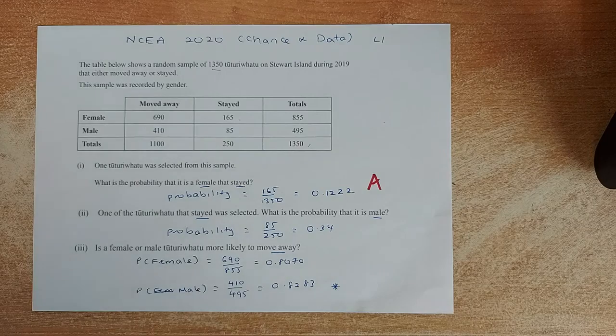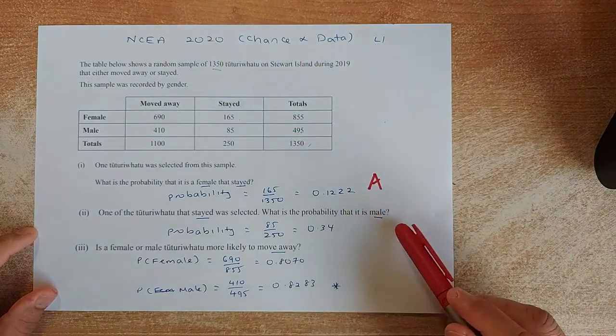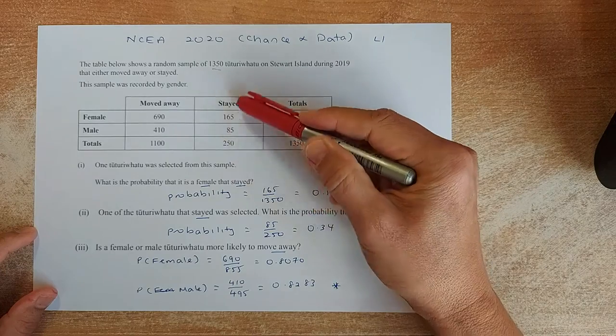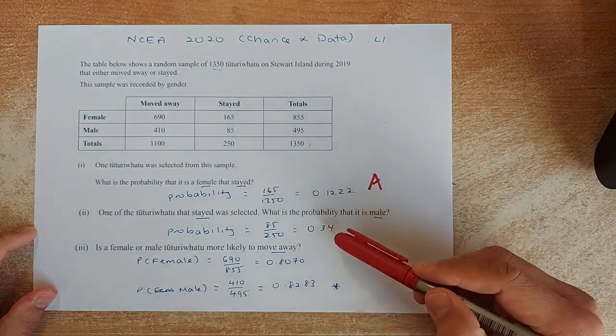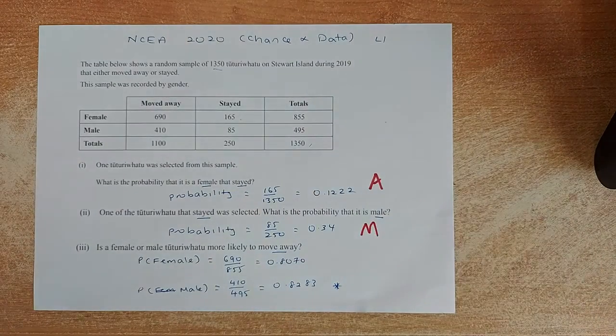Okay, next one. One of the birds that stayed was selected. So we are looking at those who stayed, only those who stayed. What is the probability that it is a male? So it's going to be 85 out of 250, because we're only looking at the birds that stayed. So 85 out of 250, and the answer is 0.34, and that will give you a Merit.